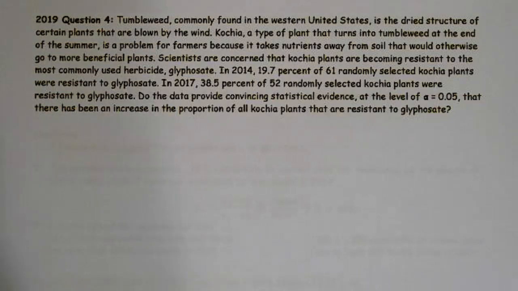So tumbleweed, commonly found in the western United States, is a dried structure of certain plants that are blown by the wind. Cochea is a type of plant that turns into tumbleweed at the end of the summer and is a problem for farmers because it takes nutrients away from soil that would otherwise go to more beneficial plants. Scientists are concerned that cochea plants are becoming resistant to the most commonly used herbicide, glyphosate. In 2014, 19.7% of 61 randomly selected cochea plants were resistant to glyphosate.